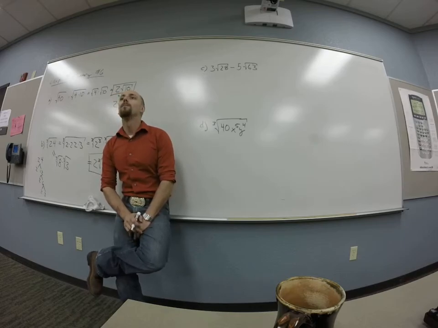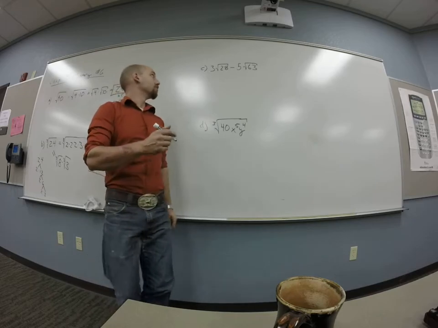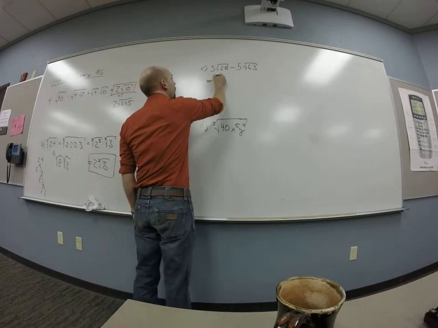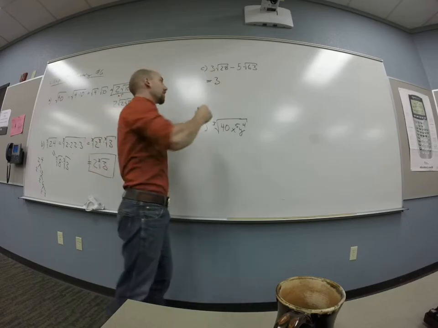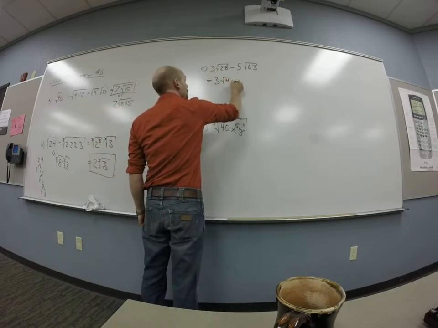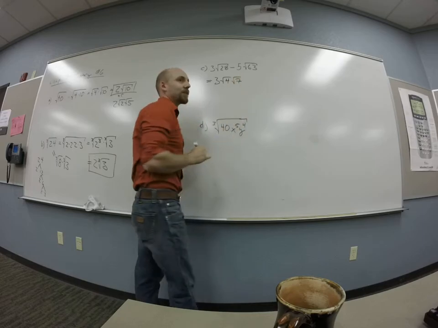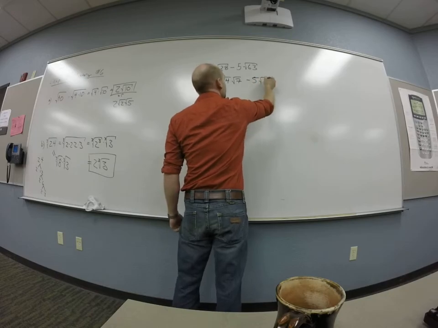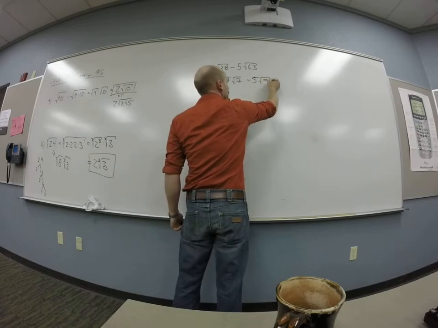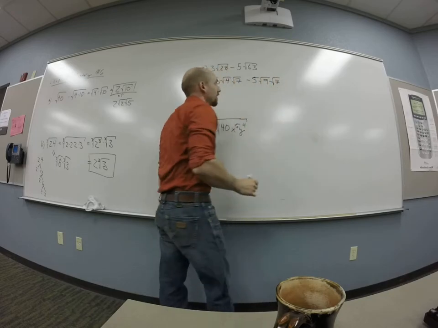But they can be the same. Maybe I could make them like terms. We can, and we should. So we say, all right, this is 3 times the square root of 4 times the square root of 7, right? Minus 5 square root of 9 square root of 7.